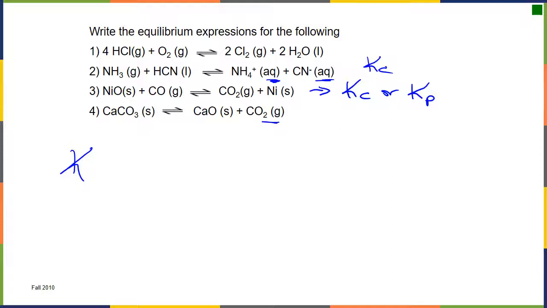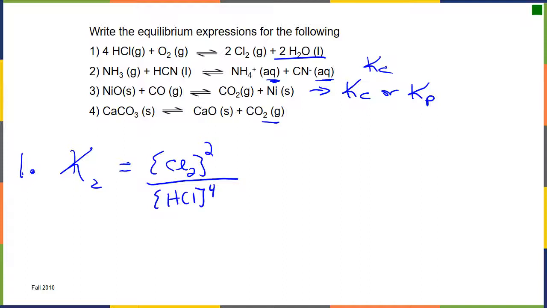So for equation 1, for the sake of an example, I'm going to write a K sub C. And you know you've got a C if you've got units of concentration or molarity. Our K sub C is going to be the concentration of the products raised to their stoichiometric coefficient, so chlorine squared. We're going to leave water off because it's a liquid, divided by the amount of reactants, which is HCl raised to the fourth, times oxygen.